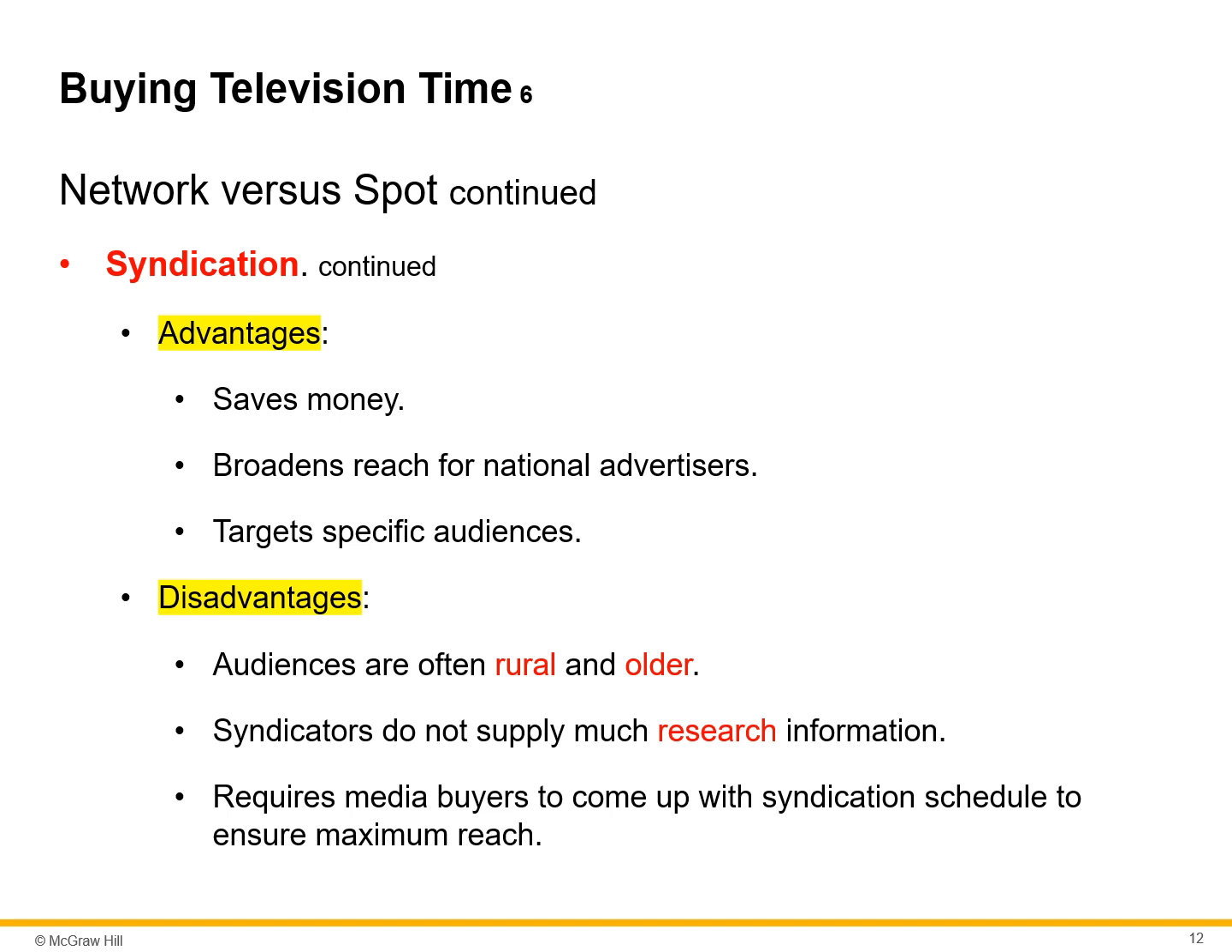Syndication offers many advantages: it saves money, broadens the reach of national advertisers, and targets a specific audience. People sometimes love certain syndicated programs. The disadvantages are that the audience is often in rural areas and older people. And syndicators do not necessarily supply much research information, so you don't know too much about the detail of the audience.